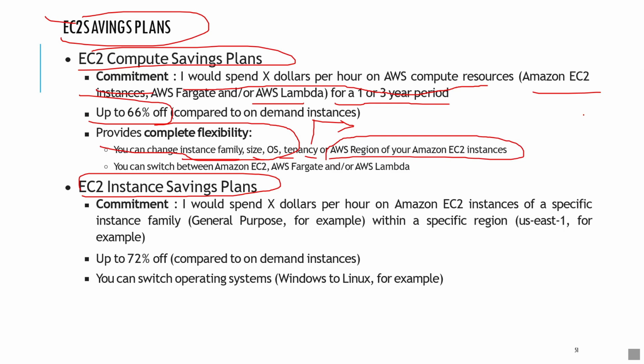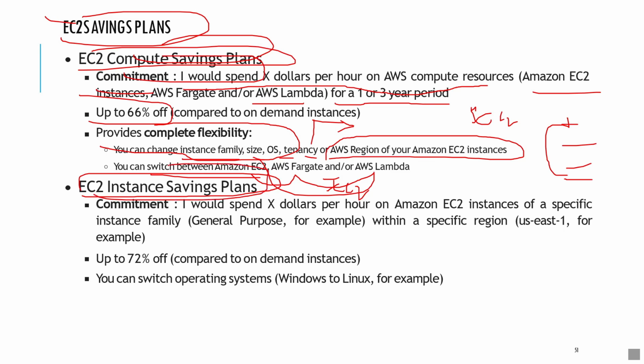On the AWS website, we can see that there are different regions. So if you want to move our EC2 instance from one region to another region, then we can go for EC2 compute savings plan. And also we can switch between EC2, Fargate and Lambda. We can switch from EC2 to Fargate, then Fargate to Lambda, then Lambda to EC2. So this is about compute savings plan.